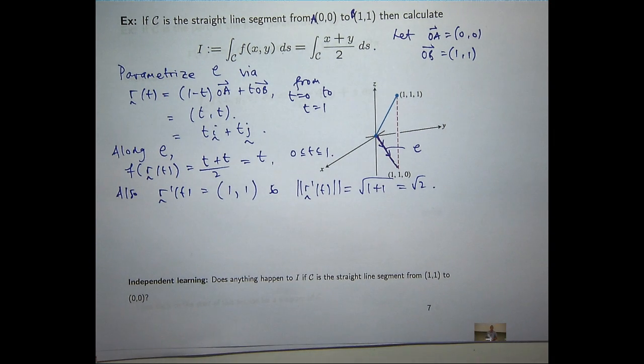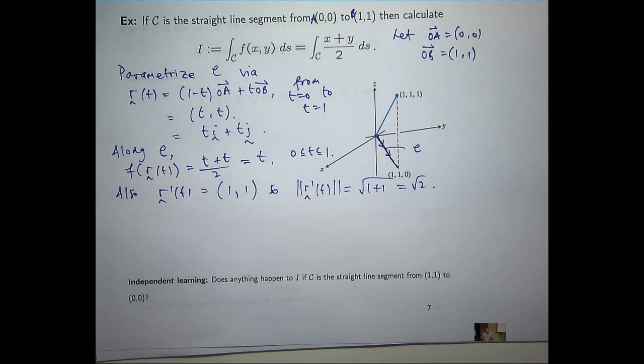So for this particular curve, the tangent vector, r dash, has constant magnitude. That's not always the case. Sometimes you'll get the magnitude involved in t. But in this case, it's just root 2.